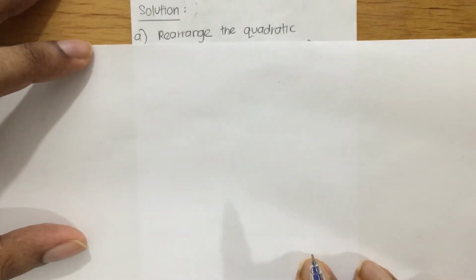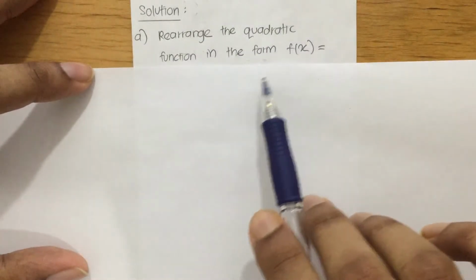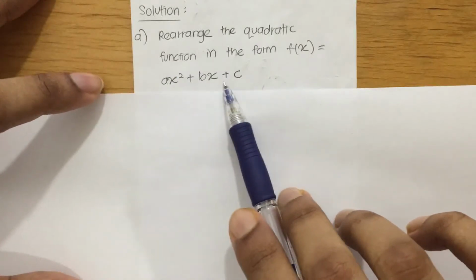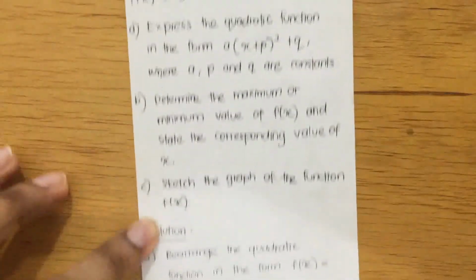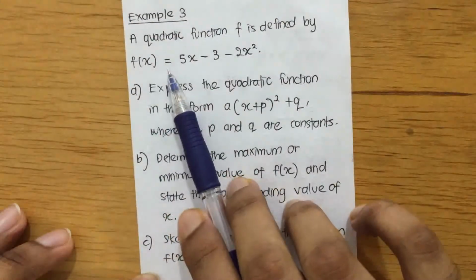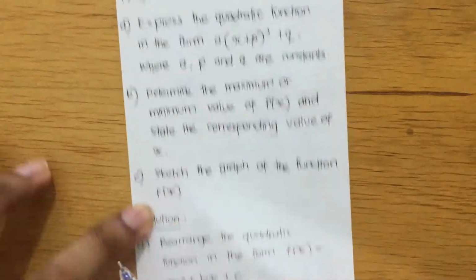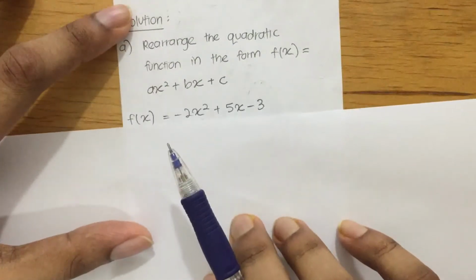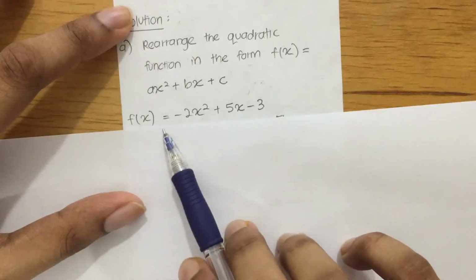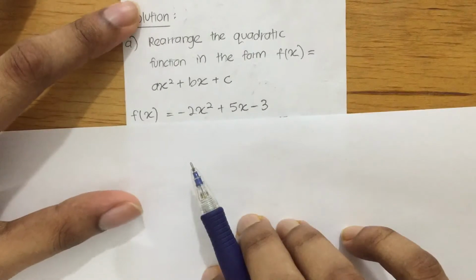For part A, we need to rearrange the quadratic function in the form f(x) equals ax squared plus bx plus c. The question mentioned that f(x) equals 5x minus 3 minus 2x squared, so it's not in this form, and we need to change it back into ax squared plus bx plus c. When you rearrange it, you get f(x) equals negative 2x squared plus 5x minus 3. From here, let us continue.